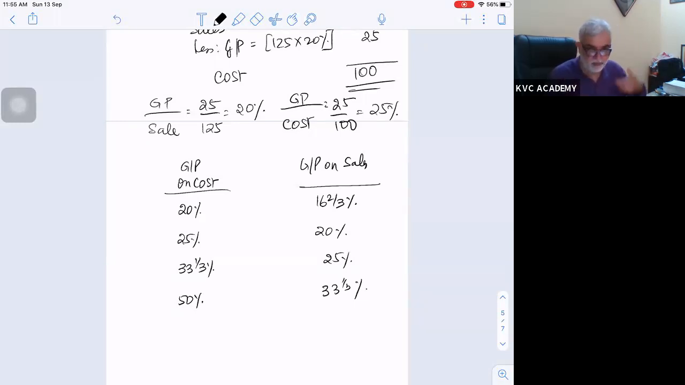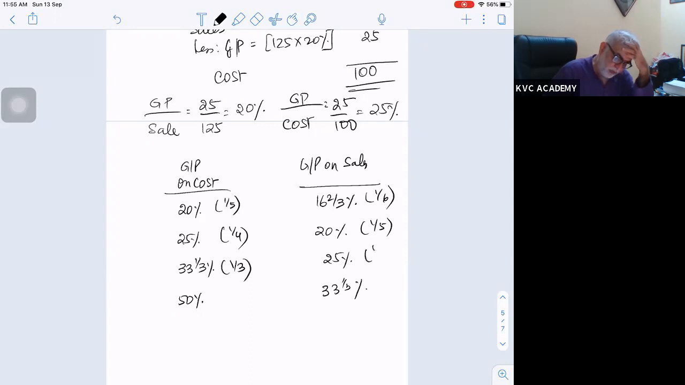So you get it automatically. If you say gross profit on cost is 25%, then gross profit on sale must be 20%. How can it be remembered more easily? 20% is 1 by 5, 20 upon 100, which makes it 1 by 6 for sales. Same way, 1/4 becomes 1/5, 1/3 becomes 1/4, and 1/2 becomes 1/3. The denominator increases by 1.